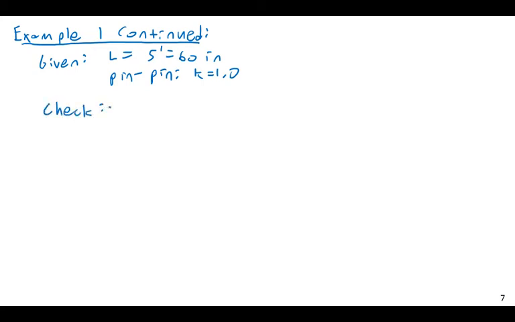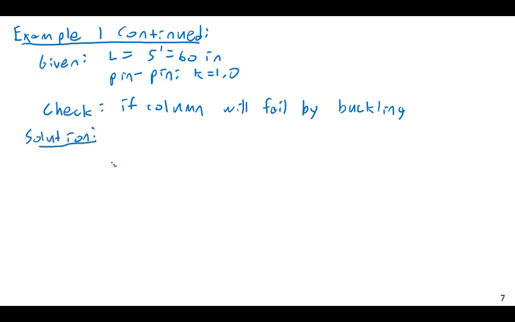And I want to check if the column will fail by buckling. Solution. I'm going to need the formula for the moment of inertia for a circular section. Ix is going to be equal to Iy, and the formula is simply pi over 4 r to the fourth. So we'll need to use that.